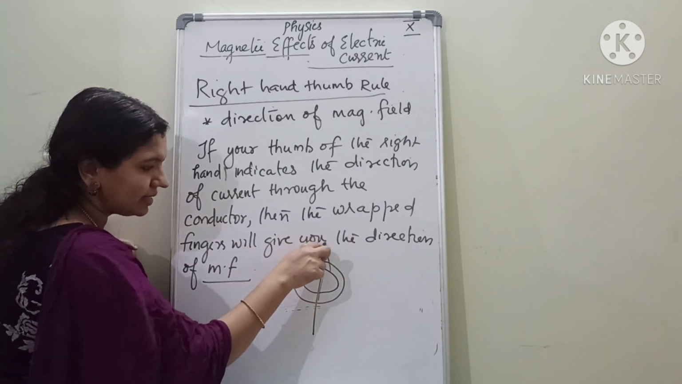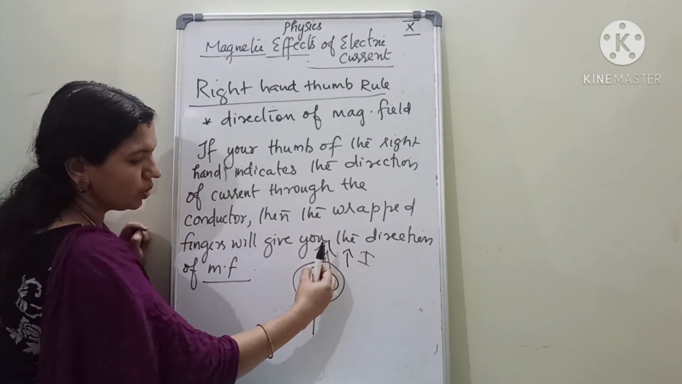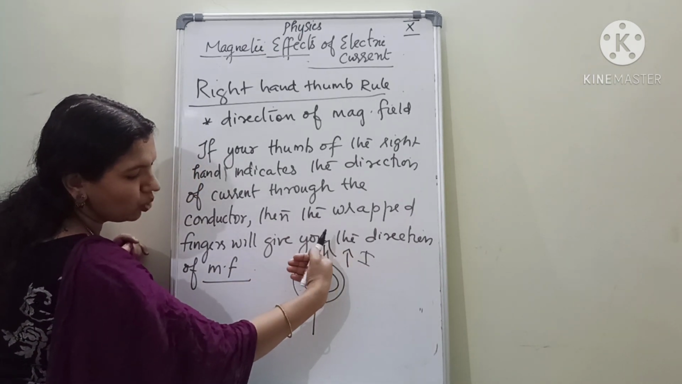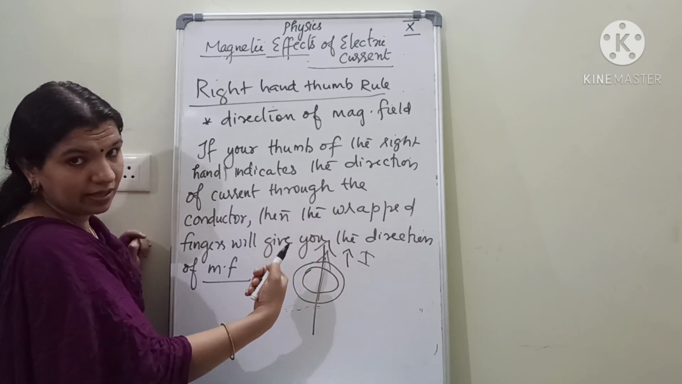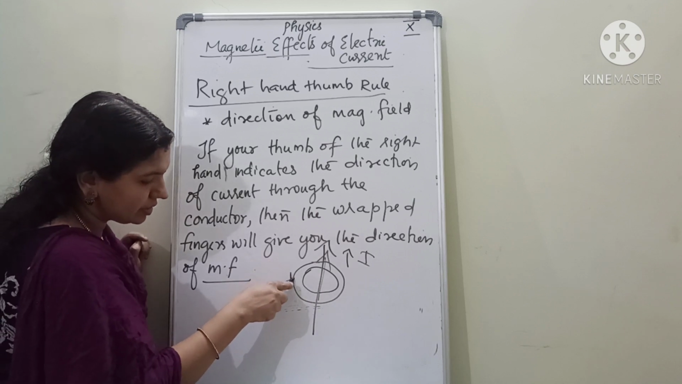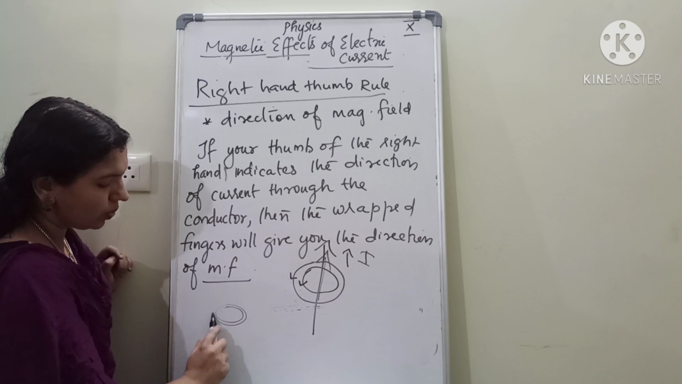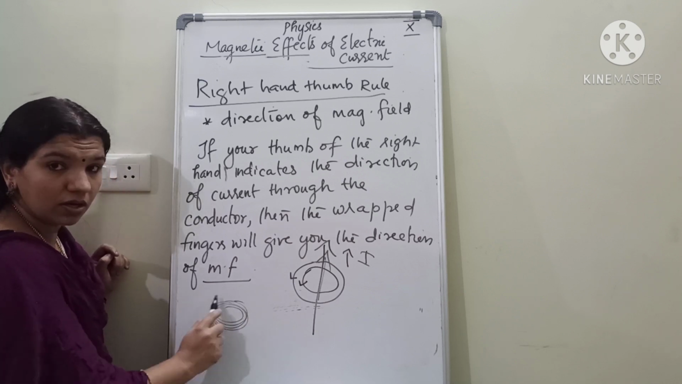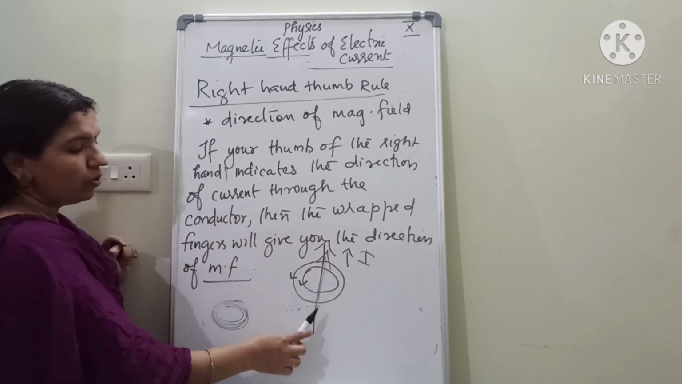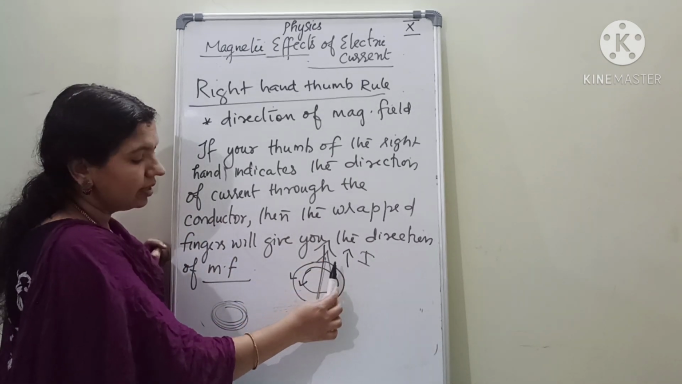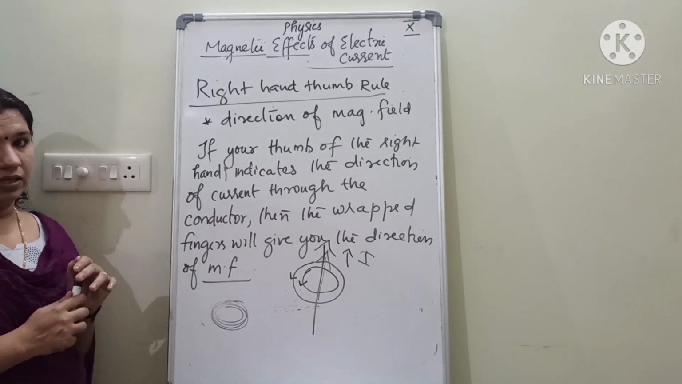This is your straight current carrying conductor. Now the current is in this direction. So what about the magnetic field lines? They are moving like this. Which direction is that? Anti-clockwise. Like this it is moving. This way is called clockwise and this is anti-clockwise. So with the current in the upward direction, the wrapped fingers will give you the direction of magnetic field.